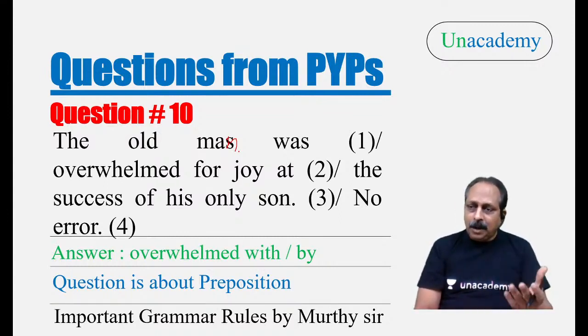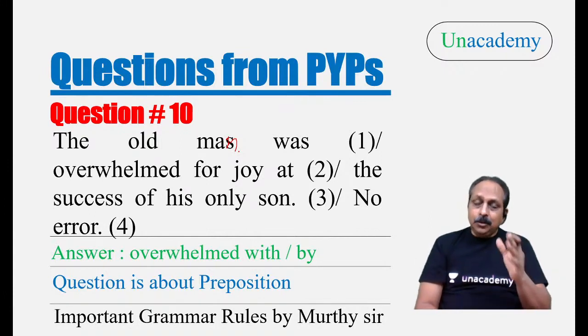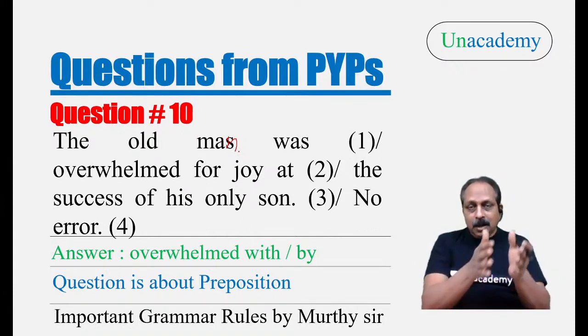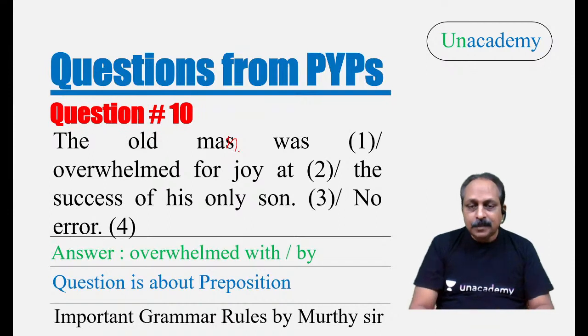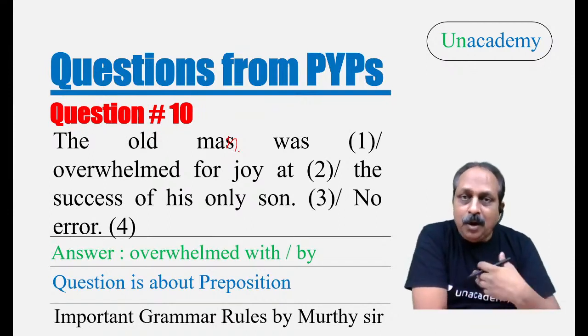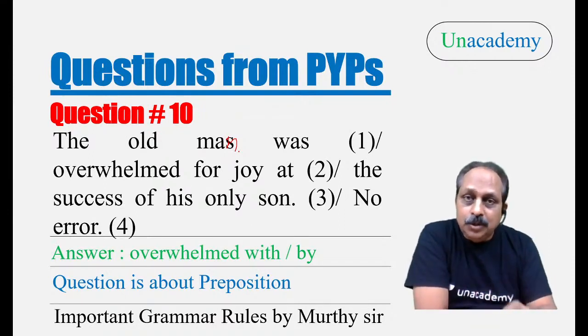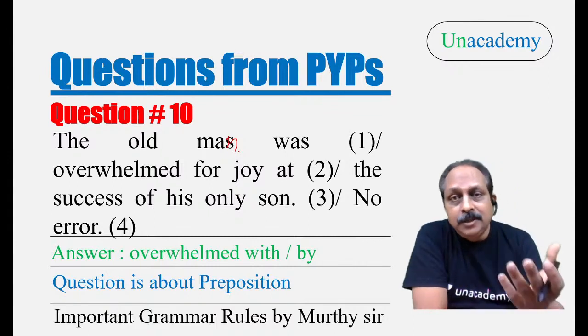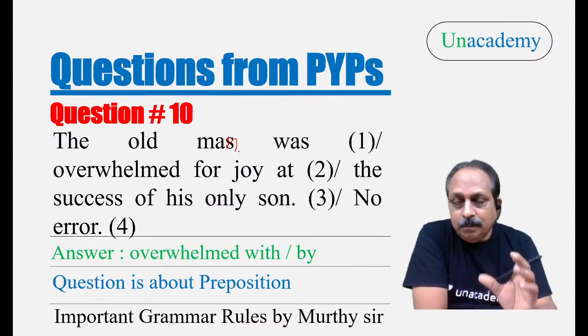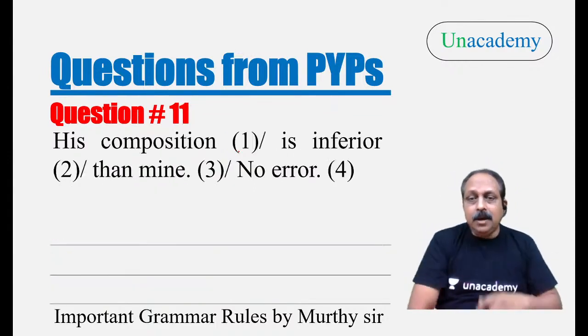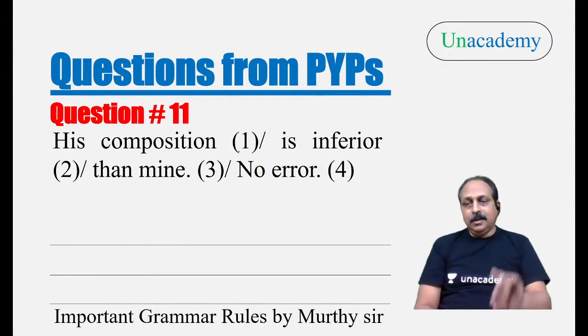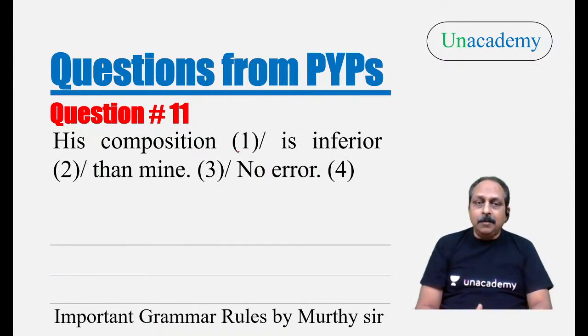In joy, also, perhaps it is right. But generally, from the usage point of view, we use with or by. Generally, again, between the two, if you ask me, sir, which one is in usage? Overwhelmed by something. Prefer by. It doesn't mean that with is wrong. Now let us go to question number 11.